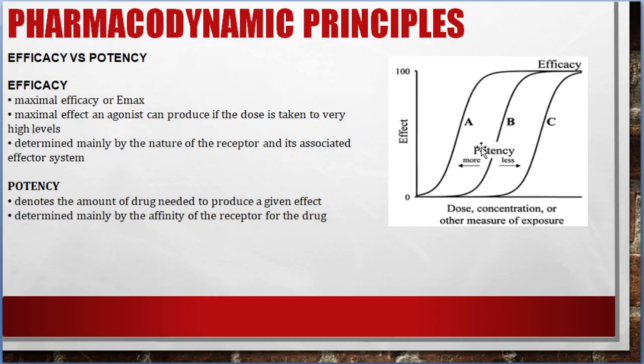So sa A, B, and C, sino ang pinaka-potent? It's your letter A. Si B and C, sino ang pinaka-potent sa kanila? It's your letter B. While your letter C is the less potent because it needs more dose of the drug for it to produce a given effect. In short, si potency, kung sino ang pinakamababang dose na magkakaroon ng effect, then that will be the most potent drug. Again, pag sinabi nating potency, kung sino yung pinakamababang concentration ng drug na makakapag-produce ng certain effect, then that will be your most potent drug.